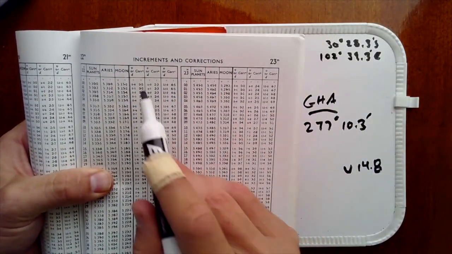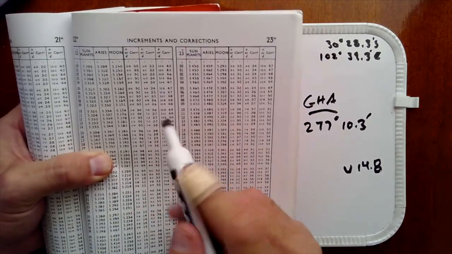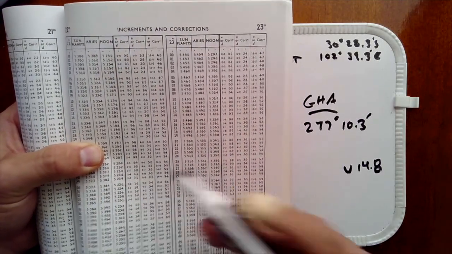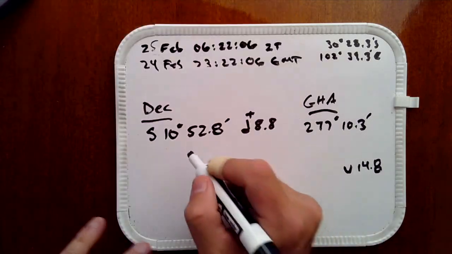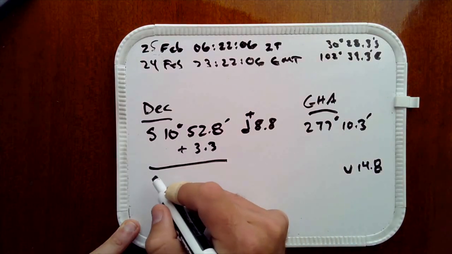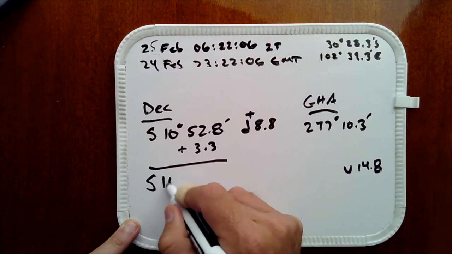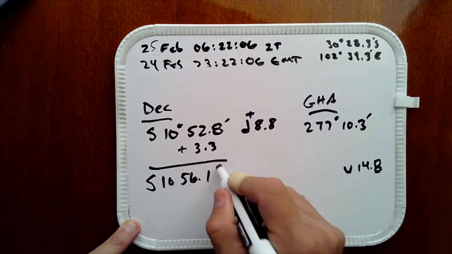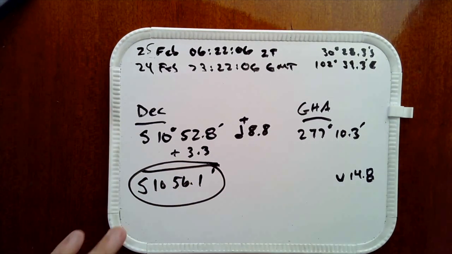All right. Declination. So all we need to do really is get the D number. So D number is 8.8. So it looks like our correction is plus 3.3. So we do that out. Our total declination is going to be south 10 degrees, 56.1. So we can note that for later.